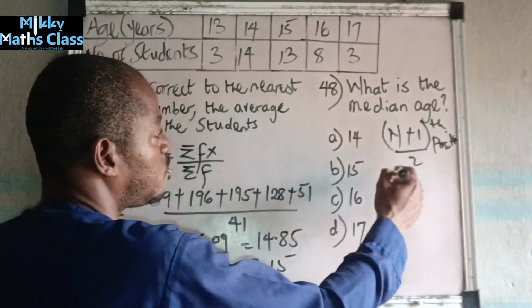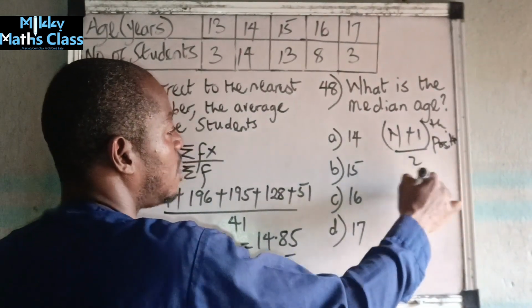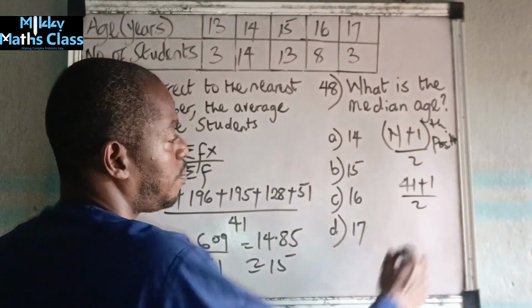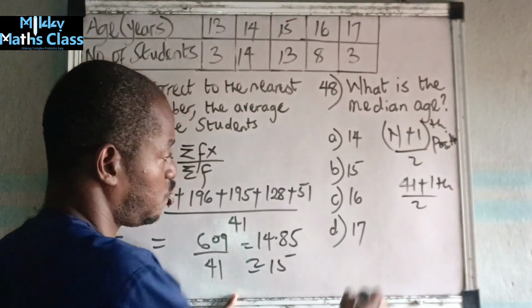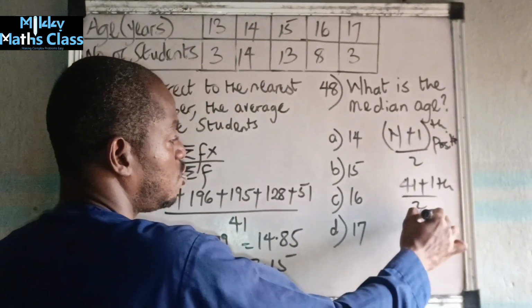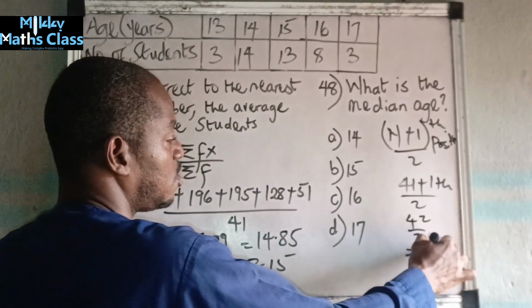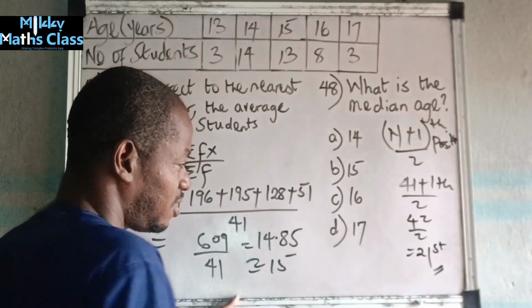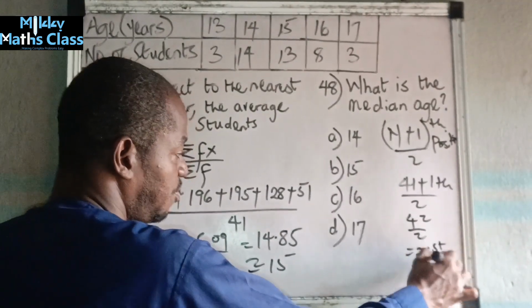So this is 41 plus 1 over 2. 41 plus 1, that's 42. 42 over 2, that's the 21st position. So the median will lie on the 21st position of the cumulative frequency.